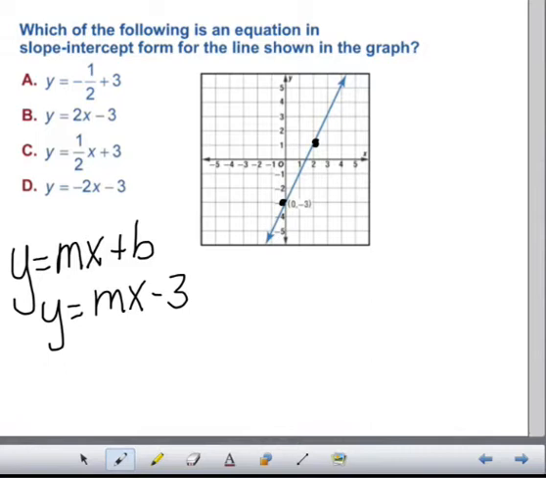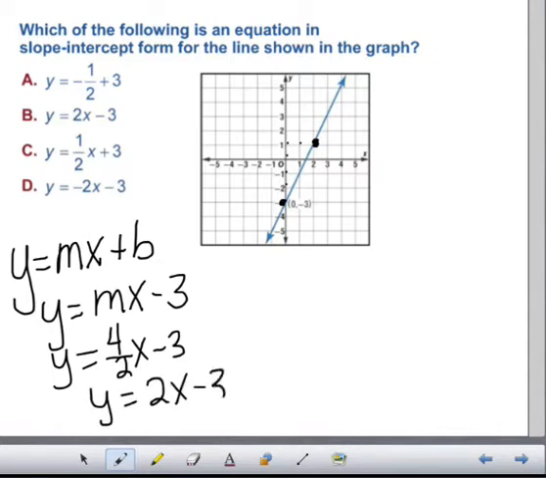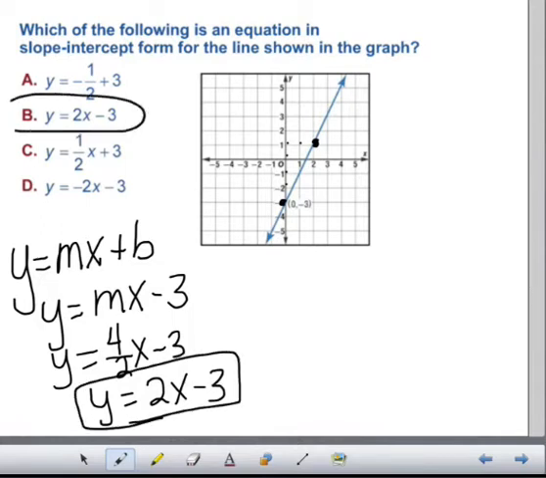So then let's count our slope. 1, 2, 3, 4. So I rose 4, positive 4, and went to the right 2, positive 2, x minus 3, just filling it in. But what's 4 over 2? Really, I can simplify that, right? So y equals 2x minus 3 is the equation of that line, which is choice B. So you can figure the equation of the line, putting it in slope-intercept form, just by looking at the graph.